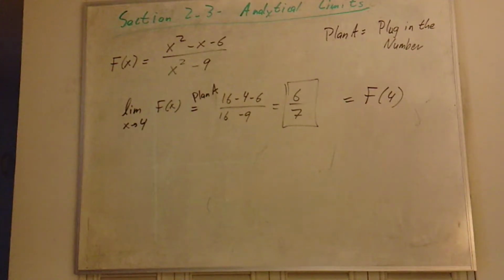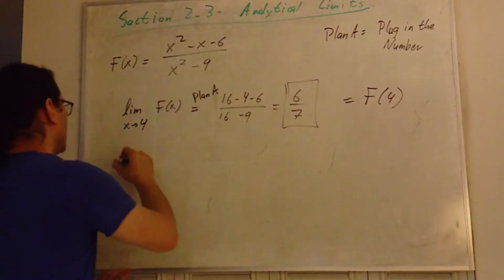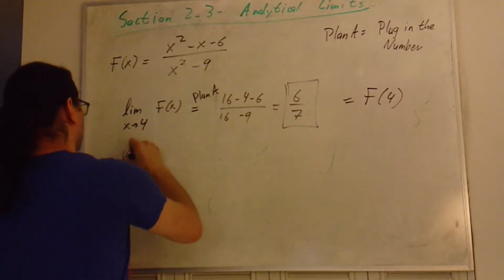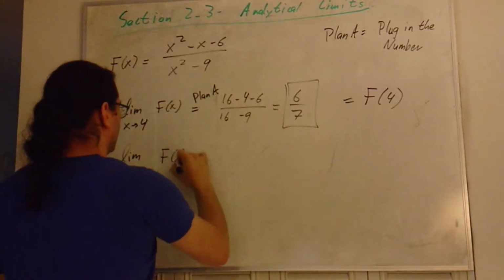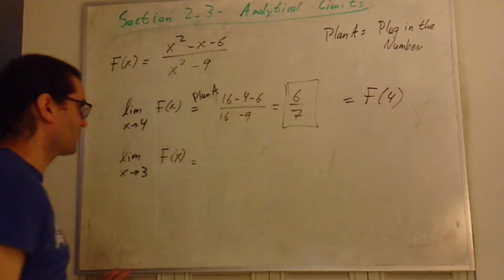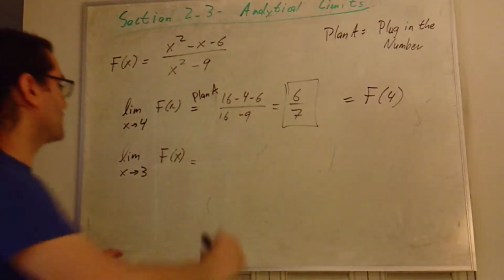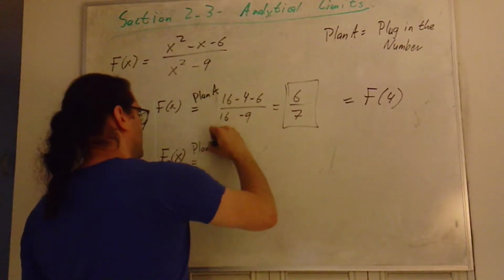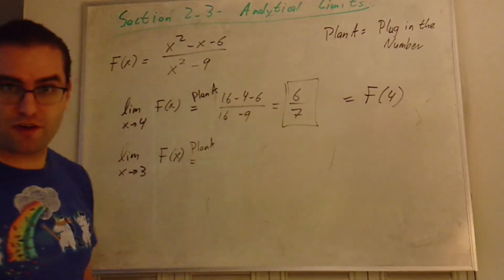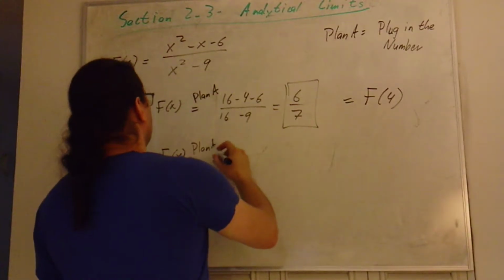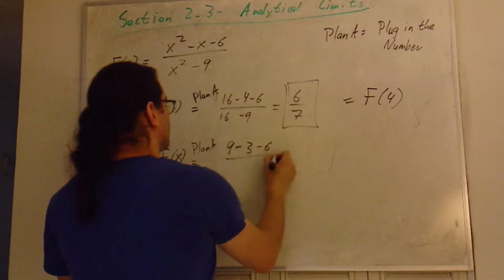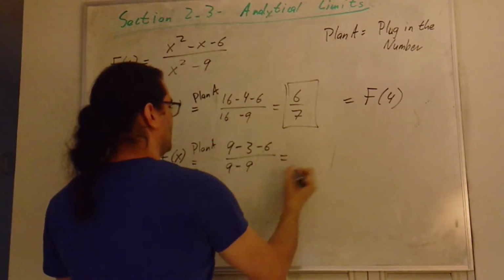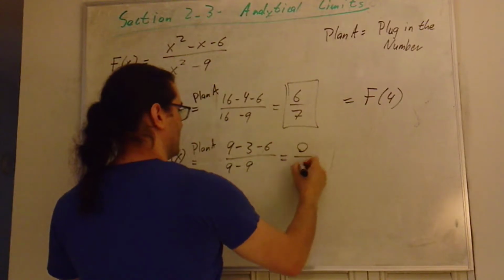So let's try something a little more interesting. I want the limit as x approaches 3 of f of x. So once again, the first thing we're going to do here is plan A. We're going to try to plug in this number. And if it works, we're done. So when we plug in 3, we're going to get 9 minus 3 minus 6 over 9 minus 9. That's going to give us 0 over 0.